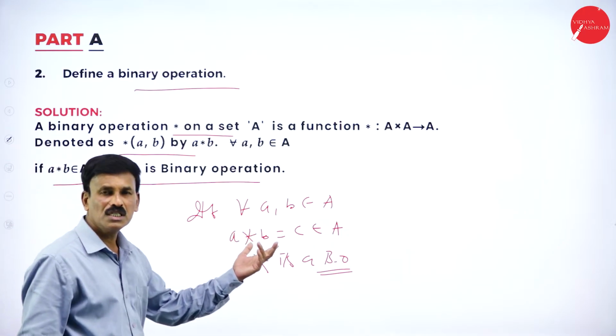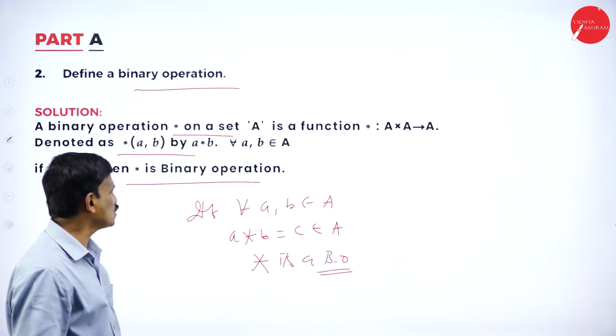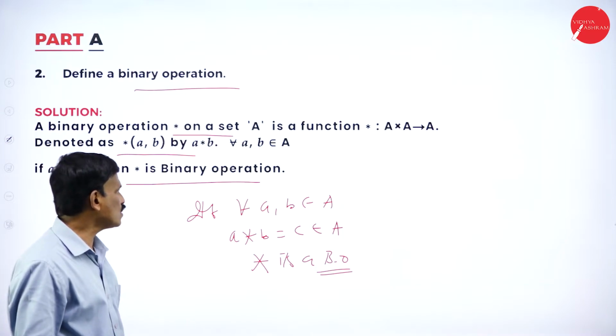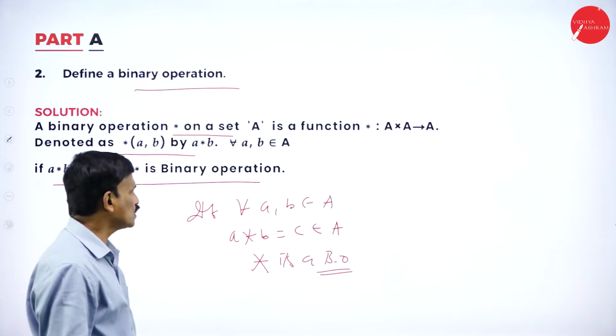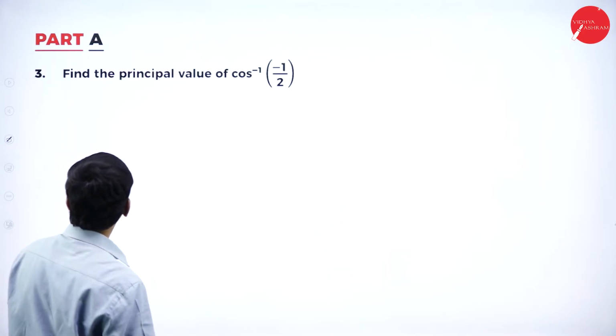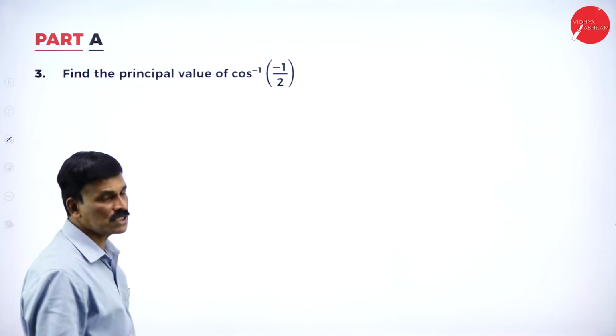Or you can also write, if for all a, b belonging to the set A, a star b is equal to c, which also belongs to the set A, then star is called a binary operation. Now, what is the next question? Question number 3. Find the principal value of cos inverse of minus 1 by 2.